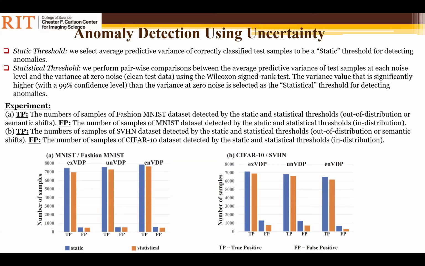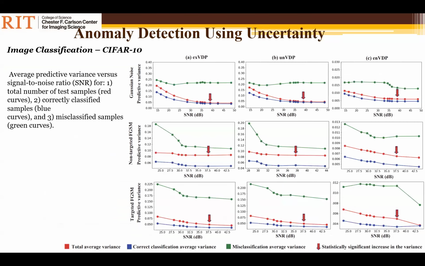The other method is called statistical, because we run a statistical test. Let me go just one step further. We run a statistical test between samples at the low level of noise or without noise, and the variance for test samples at every level of noise. So we first compute that. We have 10,000 samples. We have the variance for the clean samples first, without injecting any noise.